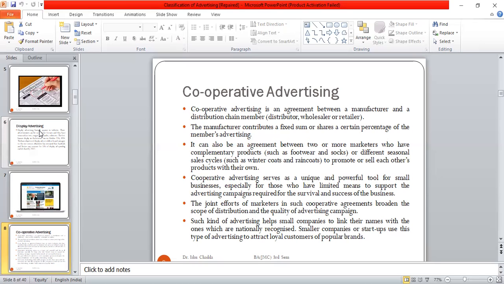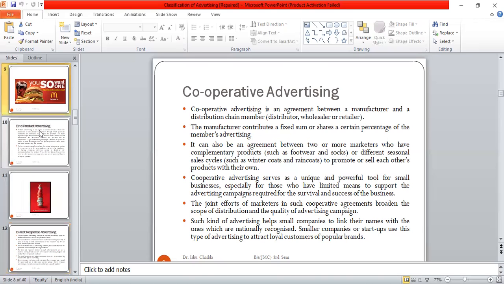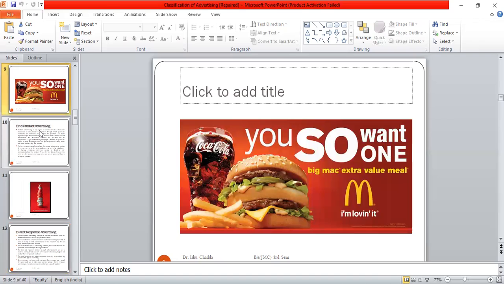Such advertising helps small companies link their names with ones which are nationally recognized. Smaller companies or startups use this type of advertisement to attract loyal consumers of popular brands. See this example. This ad belongs to McDonald's, but Coca-Cola is also there.